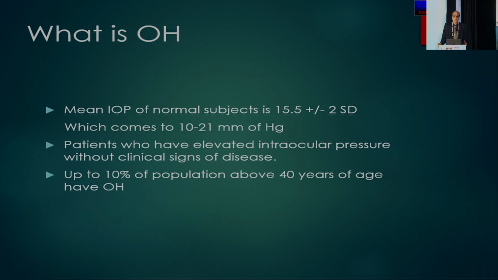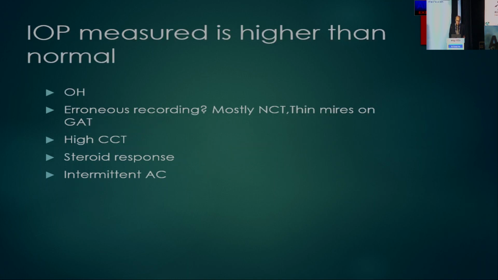If you talk about the prevalence of glaucoma suspect, then almost around 10% of the population above the age of 40 have ocular hypertension. This is based on most of the population-based studies. But it is not all the time when you measure the intraocular pressure more than normal that the patient has ocular hypertension. There might be some other reason as well. Maybe the erroneous reading while you are measuring with the different equipments.